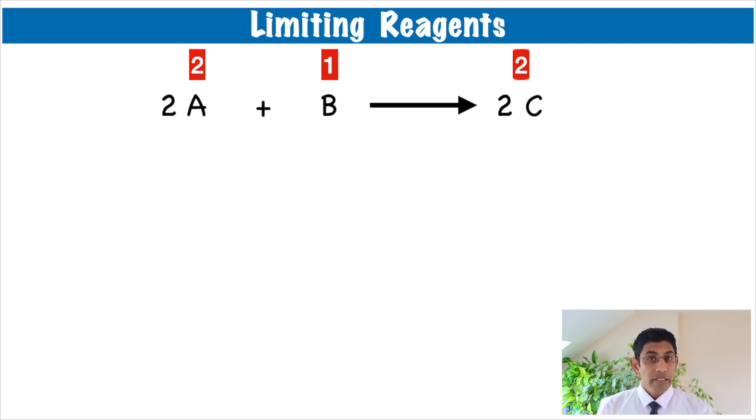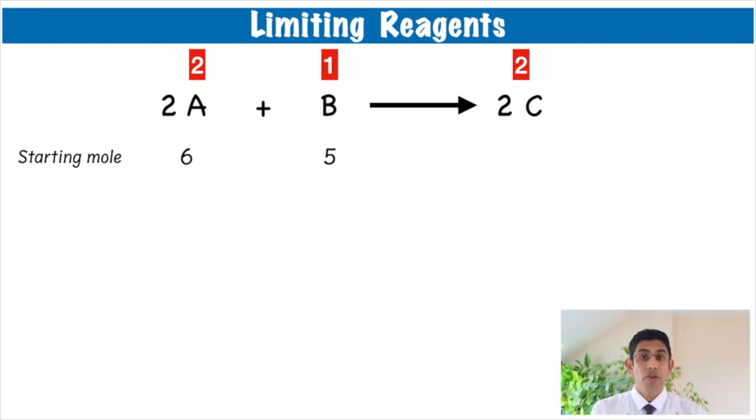Now, we are starting this reaction with 6 moles of A and 5 moles of B. These are not the reacting moles, these are the starting moles. We are adding 6 moles of A to the 5 moles of B. Now let's see what moles of each reactant are going to react, and who is the limiting reagent and who is the excess reagent.